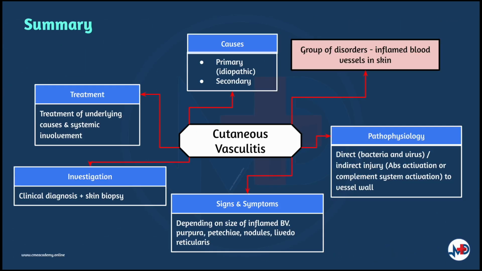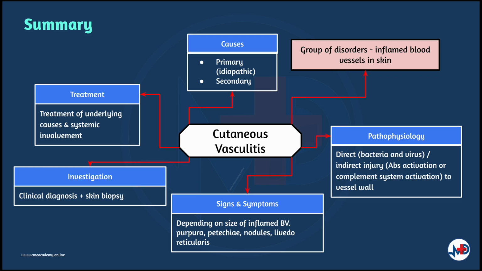Let's now summarize what we have covered so far. Cutaneous vasculitis is a group of disorders in which there is inflammation of blood vessels in the skin. Cutaneous vasculitis occurs due to direct injury to the vessel wall in the case of bacterial or viral infection, or indirect injury to the vessel wall due to activation of antibodies and the complement system. Generally, the etiology of cutaneous vasculitis may be primary, such as idiopathic, or secondary to an infection, autoimmune condition, medications, malignancy, or hematological disorders.